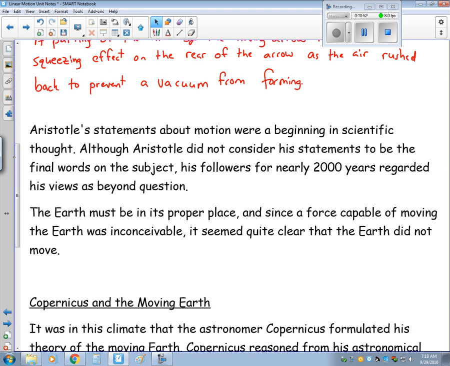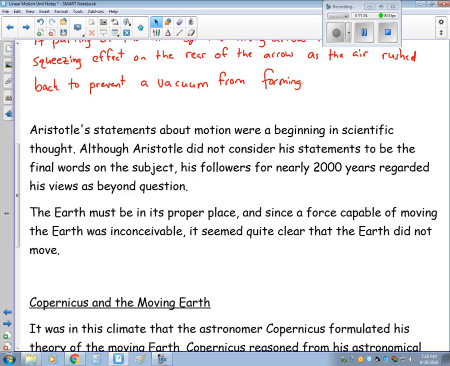Now, I don't want you to get this idea that Aristotle was some idiot. He was very, very bright. The problem was, this was pre-science. Aristotle's statements about motion were a beginning for scientific thought. Now, Aristotle himself did not consider his statements to be the final word on the subject. In many ways he was a teacher. He knew that others would come after him and develop his ideas. However, that's not quite what happened.